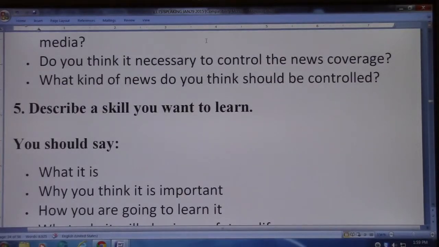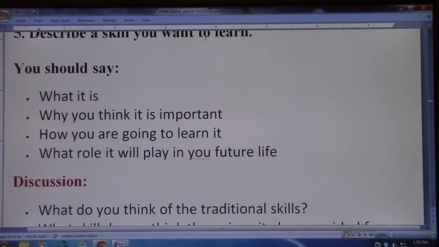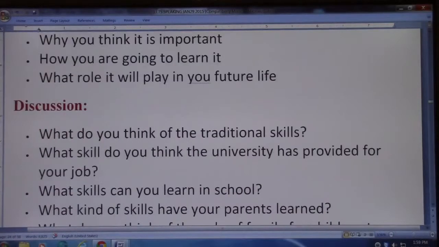And the next question could be about a skill that you want to learn. Oh, it's good. Interesting. So what skill? Is there a skill you would like to learn? Maybe computers, maybe art, maybe... What is it? Do you think it's important? And how are you going to learn it? And what role will it play in your future?